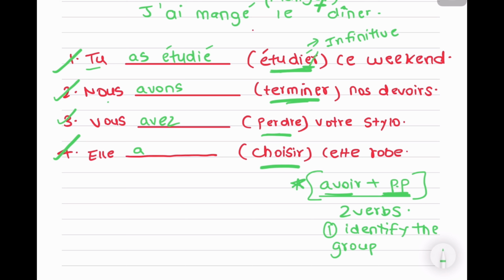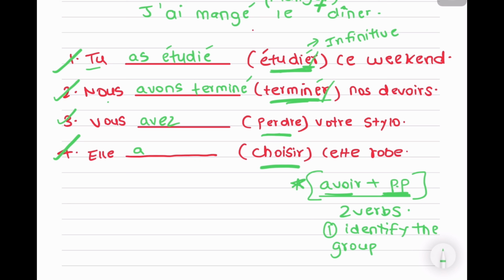Second sentence, terminer, again an ER verb. You cut off the R, you put an accent on the E. 2 steps. So nous avons terminé nos devoirs. That is, we finished our homework.